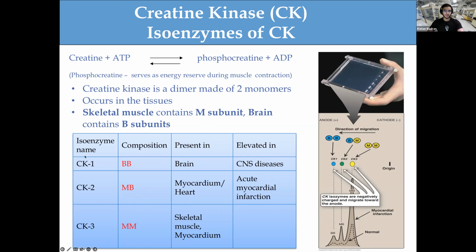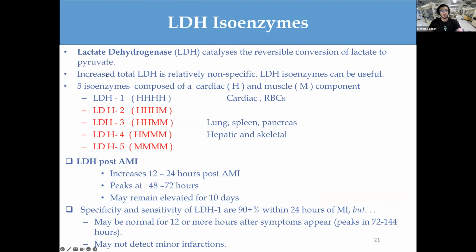But CK3 and CK1 are on their own. So we have MB, elevated in acute MI, and CK3, MM, skeletal muscle only, since we have two skeletal muscle units. So it can be skeletal muscle, or again, a problem with the myocardium of the heart. We know the heart has different layers, like the endocardium.